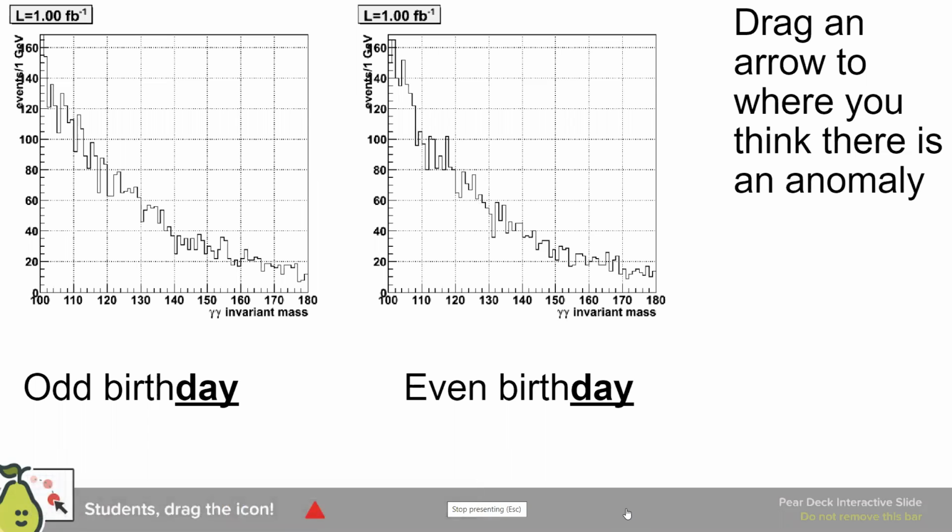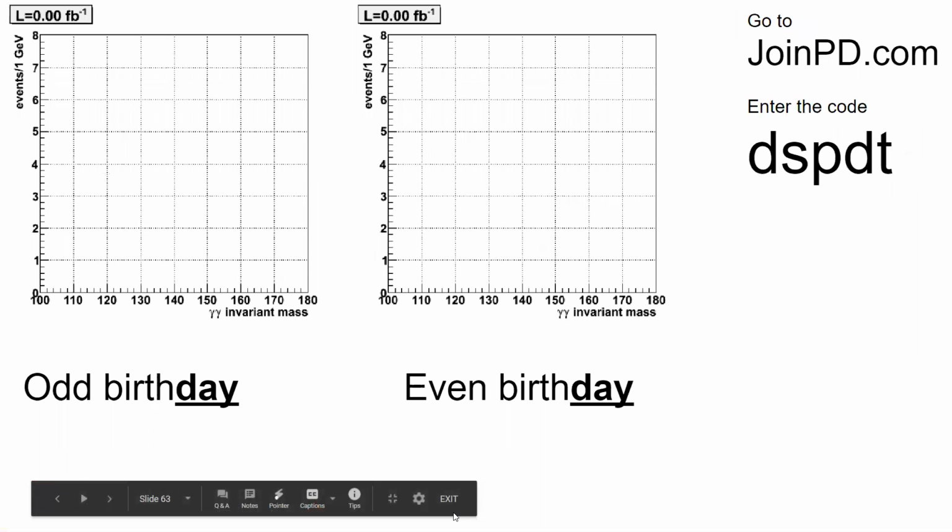What is the code again? The code didn't show on that screen. DSPDT.